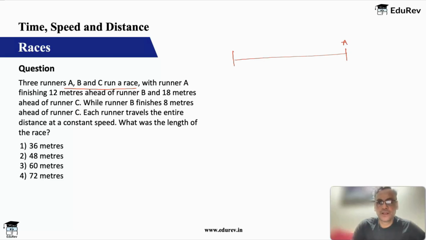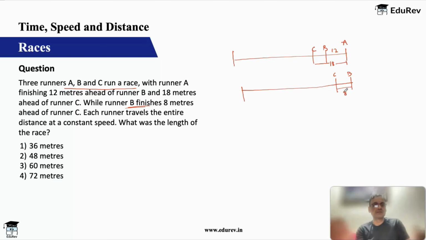So A is to B is 12 and A is to C is 18. While runner B finishes 8 meters ahead of runner C. B finishes, remember, so it's not the same case. So it is the case where we have B and C finishes 8 meters ahead. Each runner travels the entire distance at a constant speed. What was the length of the race?